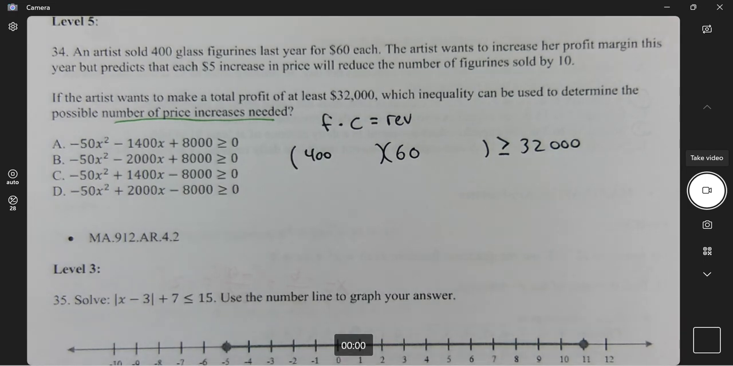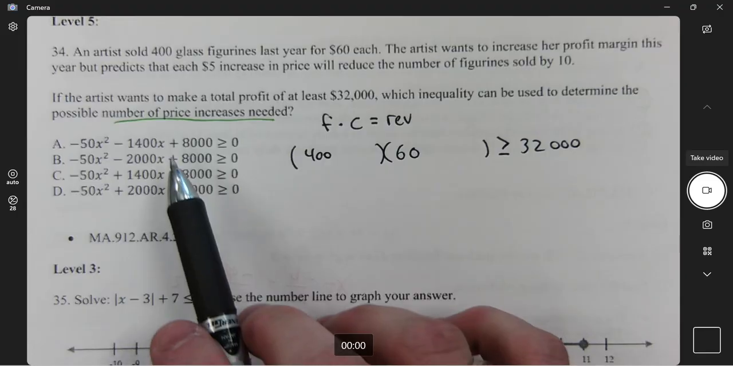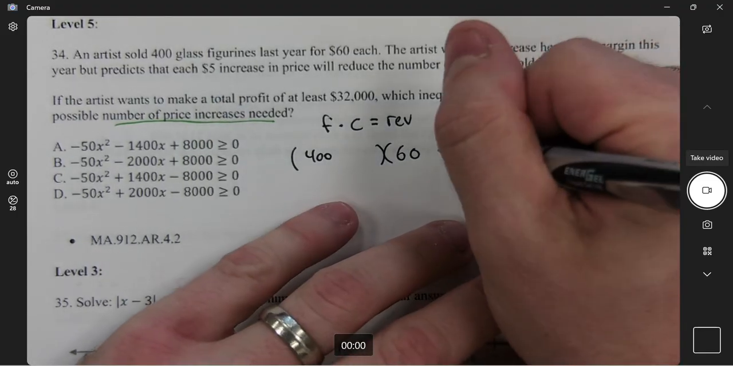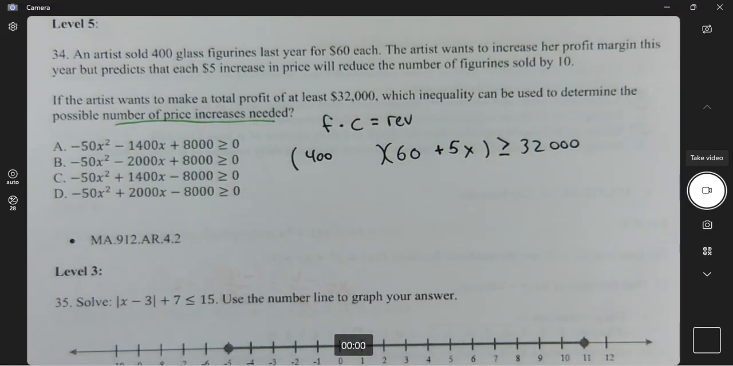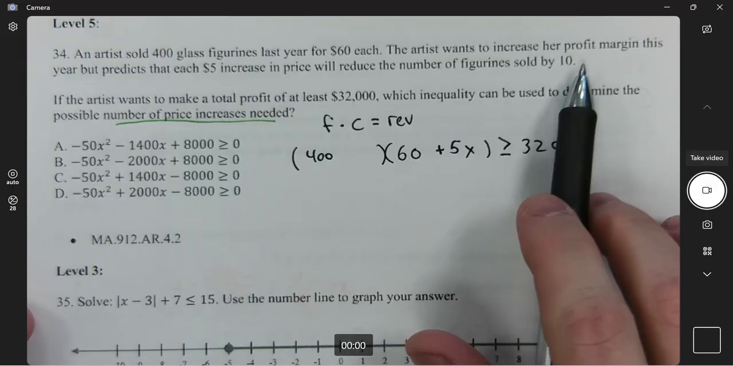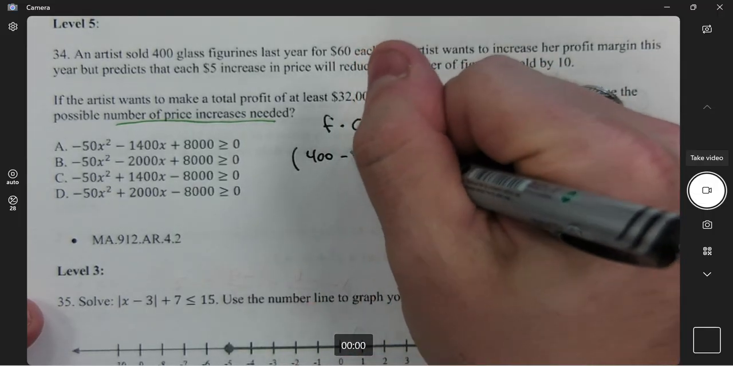So X is a number of them. But every time we have a price increase, it increases by $5. So this is going to be 60 plus 5X. And every time we have a price increase, we lose 10 figurines.